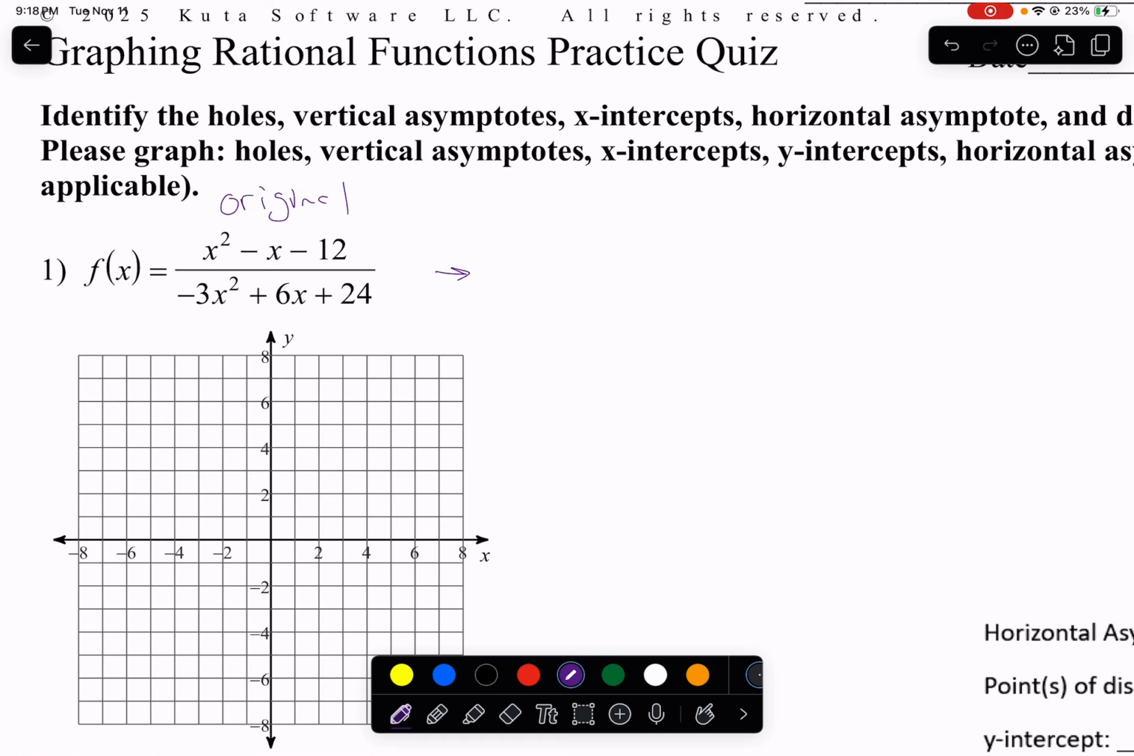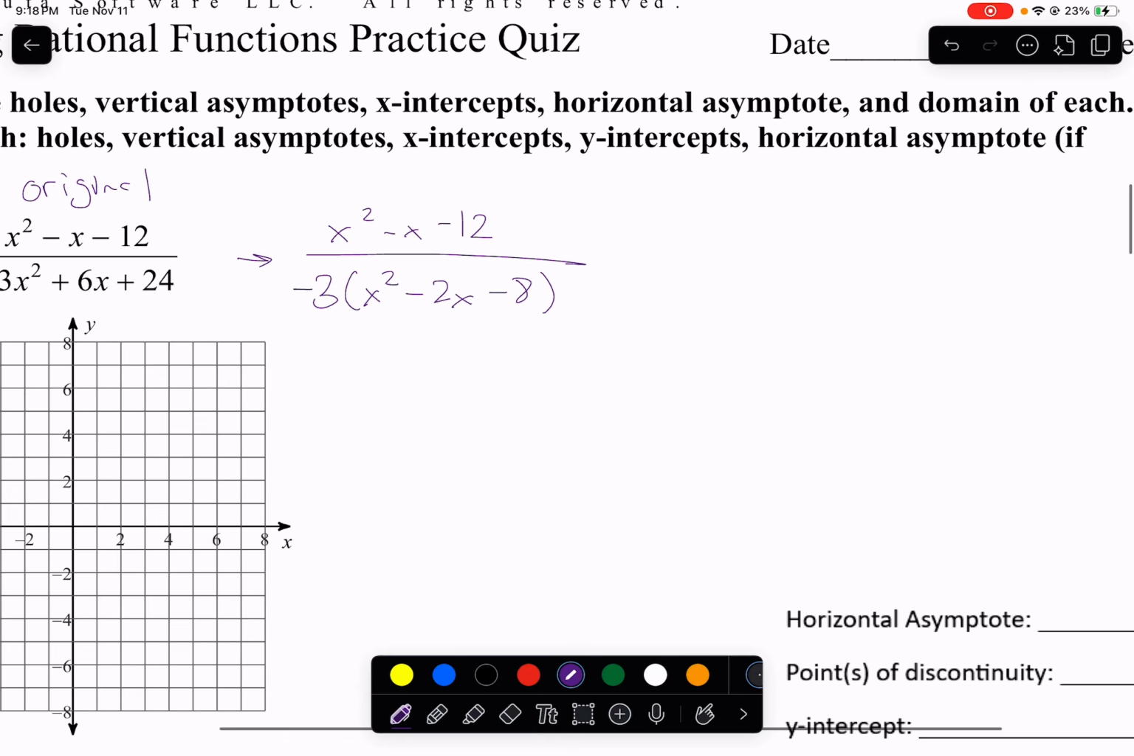In this case, we do have a GCF in the denominator that I'm going to take out first. So I get x squared minus 2x minus 8. Now we've just got some easy factoring here. So we end up with x plus 3, x minus 4 on the top, and then negative 3, x plus 2, and x minus 4 on the bottom. All right, so this is our factored form.